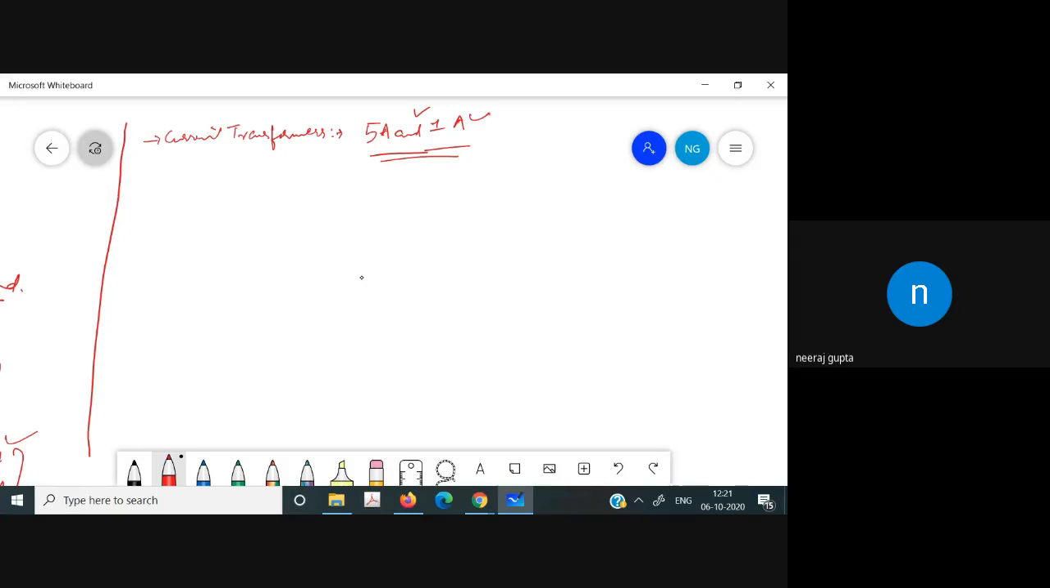Now, what's the job of this current transformer? The first job of the current transformer is to step down the current to such a level that it can be easily handled by the relay current coil.